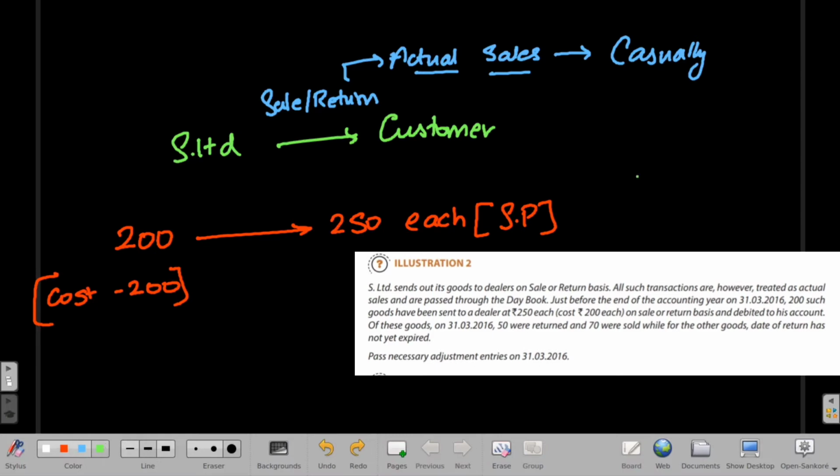This means that the entry of customer account debit to sales is already passed. In the question, they have clearly mentioned that the goods were sent on sale or return basis and it was debited to his account. So the customer account was debited and the sale entry has been made. So while you're making the journal entry, you don't have to put this entry.